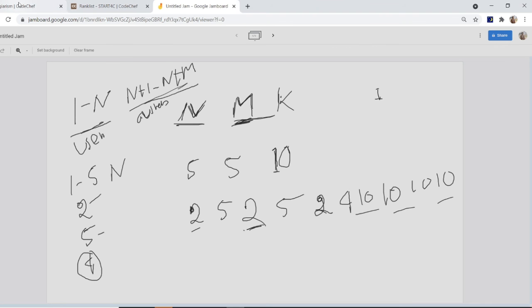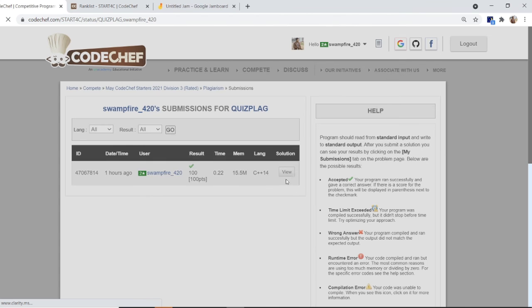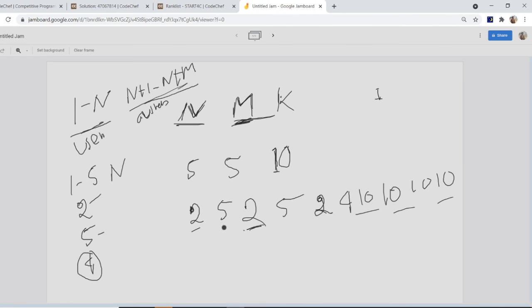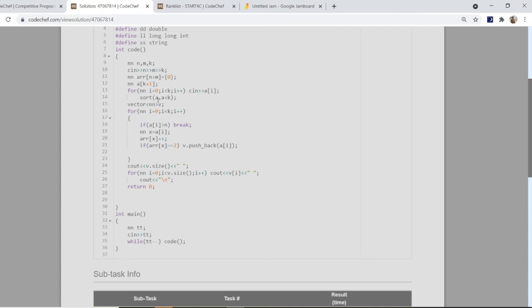Now I am showing my code. According to the question, I take n, m and k and scan them. After that, I take an array, the array size is m plus n, and I make all of the elements of this array 0, and then I take another array, and in this array I take the participated numbers. Here I take 2, 5, 2, 5, 2, 4, 10, 10, 10. Okay. So I sort the array.